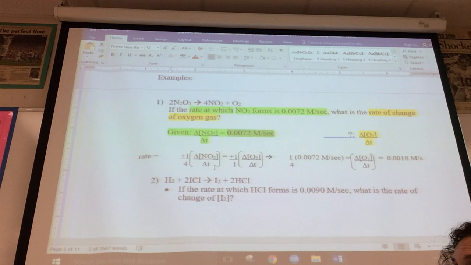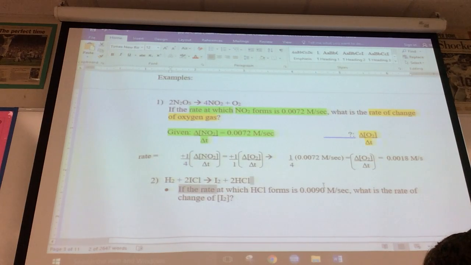I'm going to rewrite the equation as I read it for you. Hydrogen reacts with 2 moles of iodine chloride to generate iodine and 2 moles of hydrogen chloride. So that I rewrote. It says the rate at which hydrogen chloride forms is 0.0090 molar per second. And we want to know the rate of change for the other product, iodine.